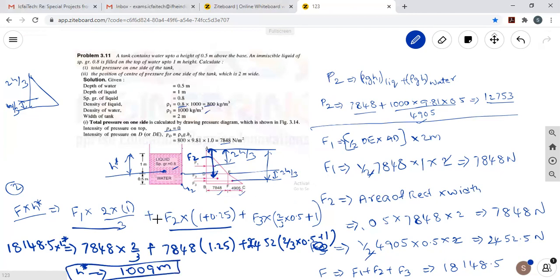I'll repeat this part again. First I wrote a moment equation. If you understood that moment equation, the remaining part is substitution only. From that I can calculate. That means it is very clearly saying the total center of pressure is acting at a distance of 1.009, which comes out to be about 1 meter from the free surface. So if any doubt, we'll discuss this problem in the common hour. Okay, thank you.